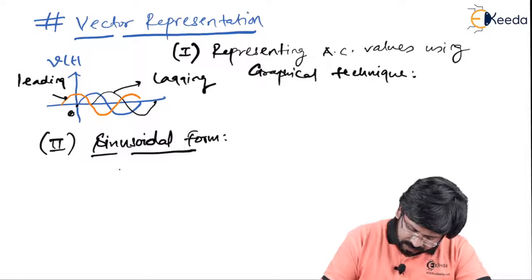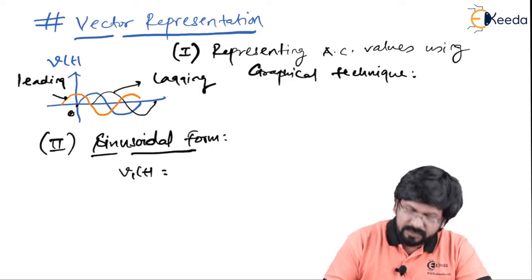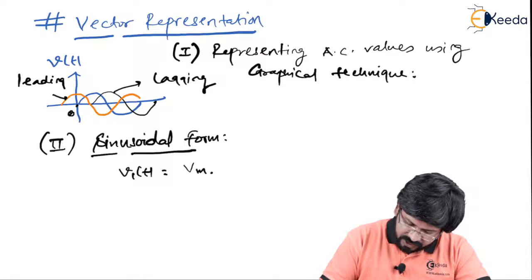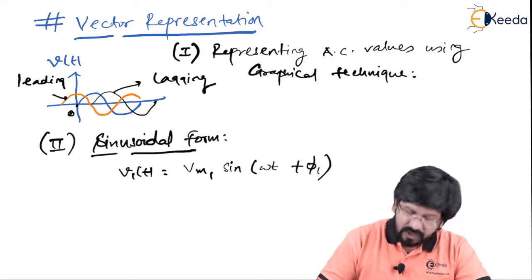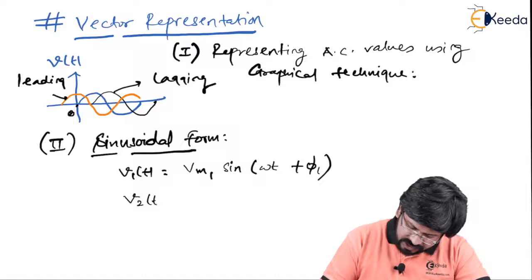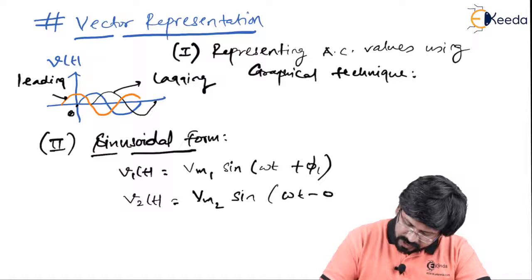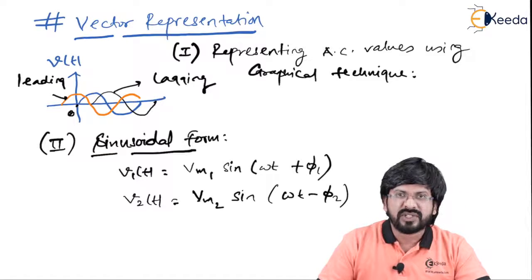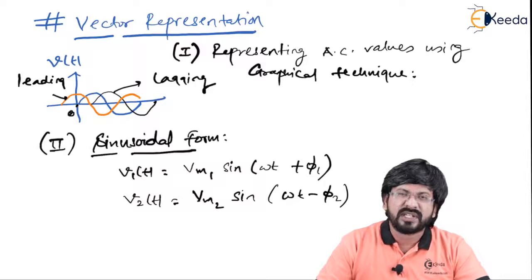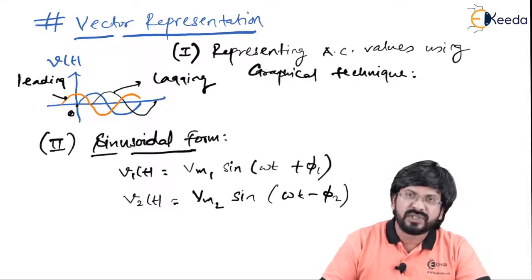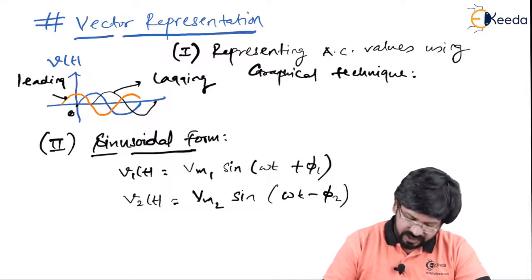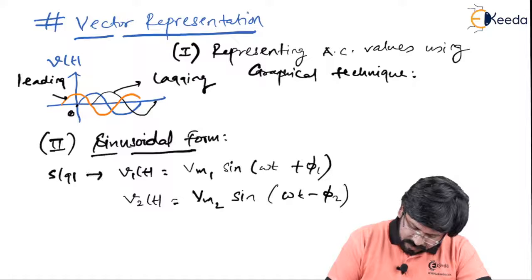For example, I can represent a particular AC signal, let's say V of t, it can be I of t also. Let's say V1 of t equals Vm1 sine of omega t plus phi 1, or else I can have another signal V2 of t as Vm2 sine of omega t minus phi 2. Positive phase indicates it is leading with respect to reference, whereas negative phase indicates it is lagging with respect to reference. So the first example shows it is leading and the second example shows it is lagging. So this was signal number 1 and this is signal number 2.